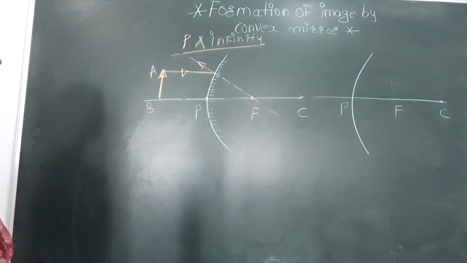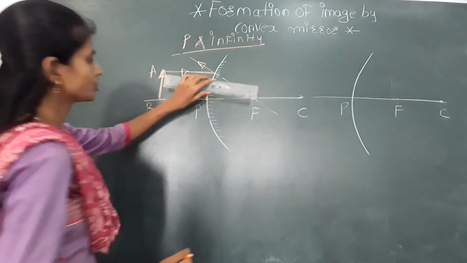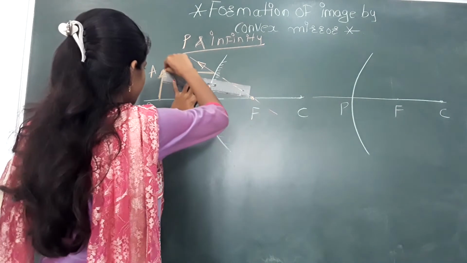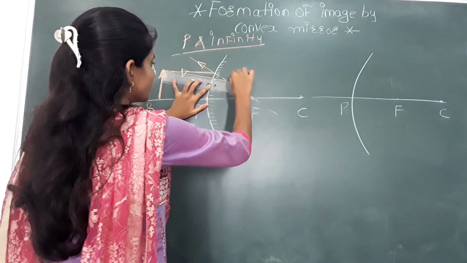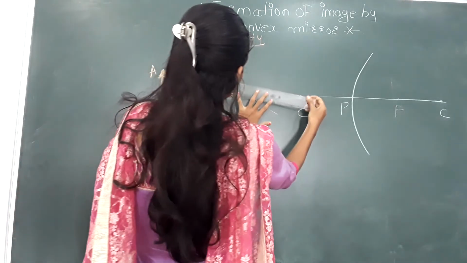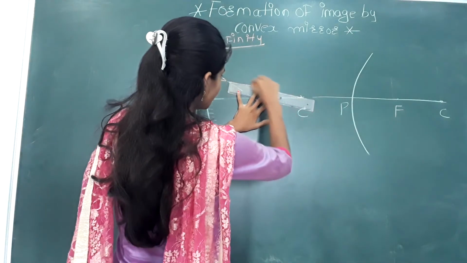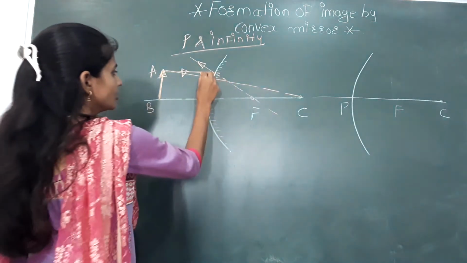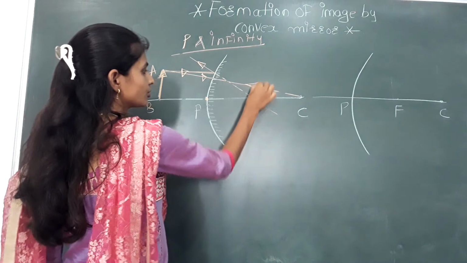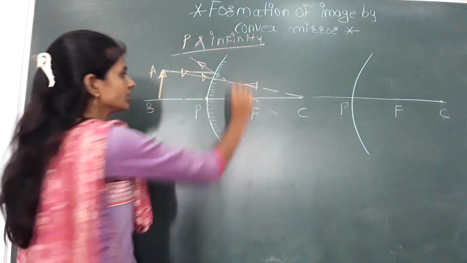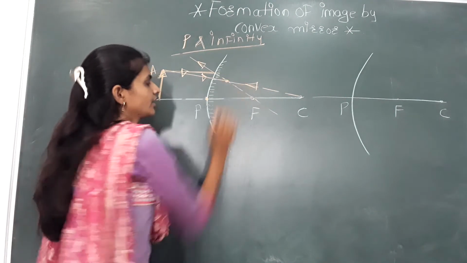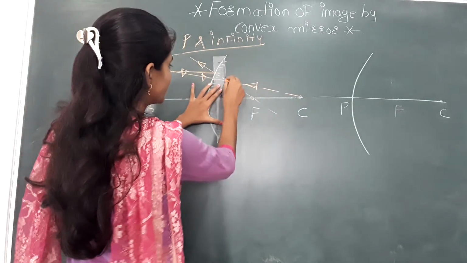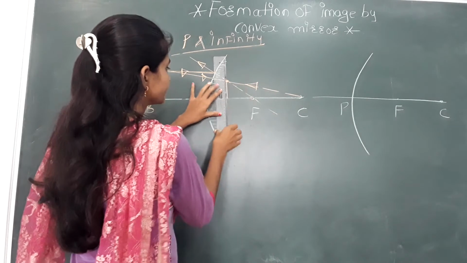Now it's time to pass the second ray. The second ray we will try to pass through the center, like this way. Whenever the ray passes through the center, it will come back through the same path. Where the 2 lines intersect, there we make a point. From that point we have to draw one parallel line like this way.